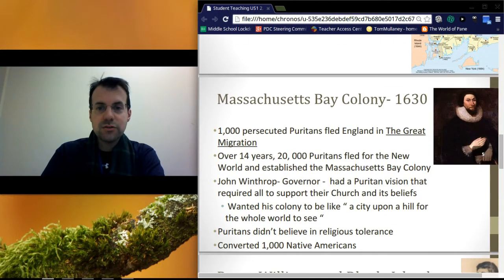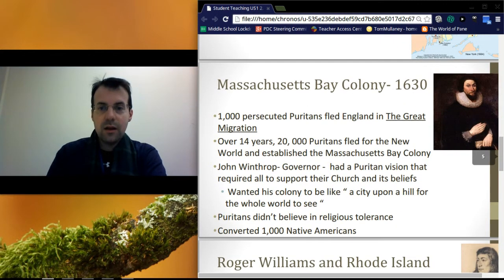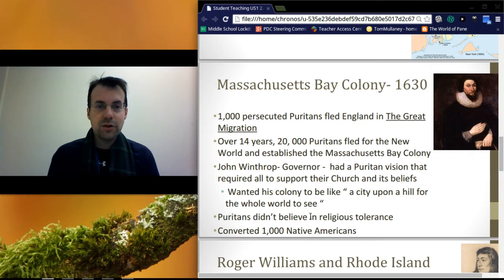Okay, Massachusetts Bay Colony. The Puritans who get there, they do not believe in religious tolerance. You want to understand that. They were persecuted in England, but they didn't come here with the idea of, okay, we were persecuted, so we won't persecute. They came here with the idea of, we need a place where we can worship our religion, be Puritans, and so they did not tolerate other religions.